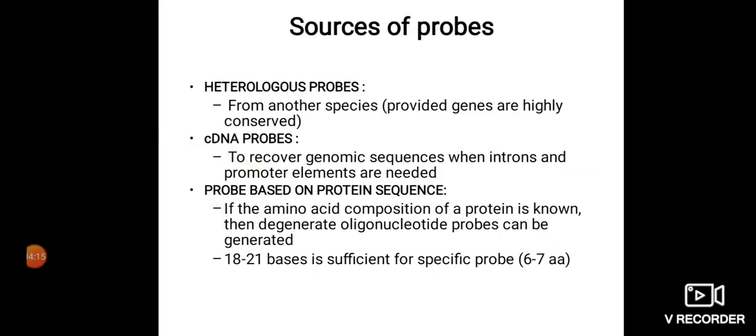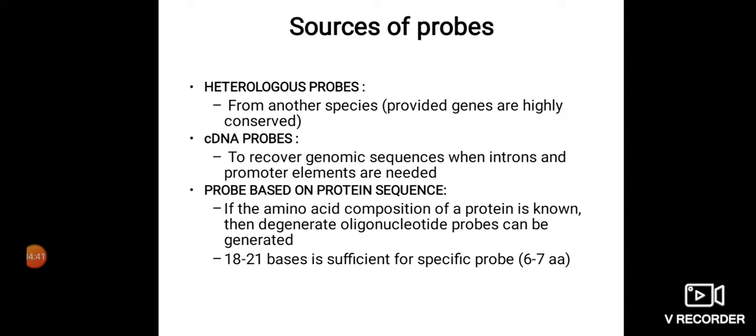Sources of probes: there are heterologous probes from another species. If we are identifying a gene in one species, we can take the nucleotide sequence from another species, which can act as a heterologous probe. There are even cDNA probes. You can isolate an mRNA molecule, and from there you can produce a cDNA that can be used as a probe.